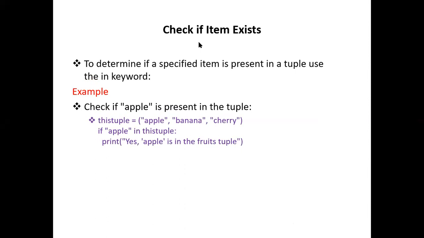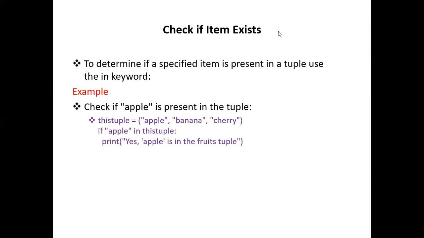Check if item exists. Same subtopic. Loop through list, loop through tuple, check if items exist in the list, check if item exists in tuple. Same concept, same definition, same example. The thing is, round brackets and square brackets. Remaining things as they are.